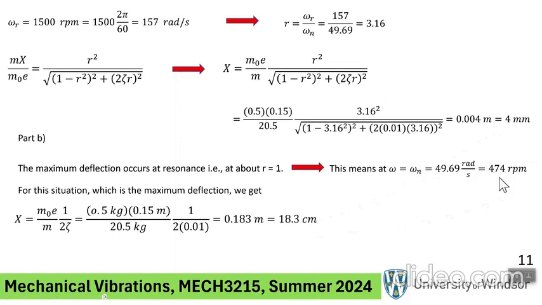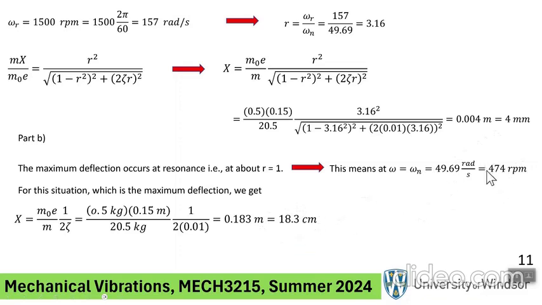Wow, that's a lot of deflection. So if you let the engine, that rotor, turn at 474 RPM for a long time, you're going to have a serious problem.